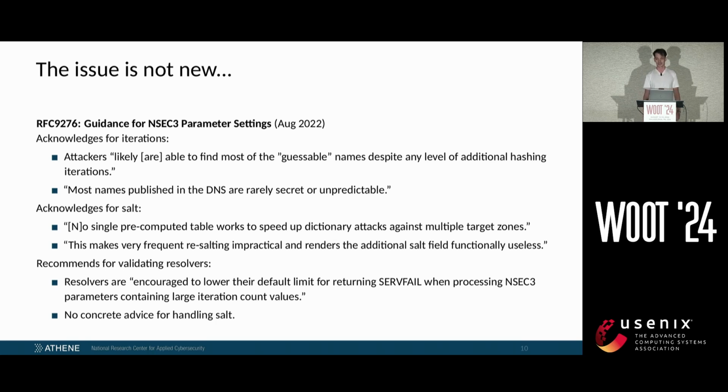Now, this kind of attack isn't new. I'm not going to read out all of the quotes here, but basically in August 2022, RFC 9276 came out, and that said, well, most of those things actually don't provide that much security after all, and they actually make it vulnerable, so they have been discouraging the use of iterations and salt for 2 years. But still, to this day, we found out that the resolvers still allow a certain limit of iterations and salt in terms of compatibility.